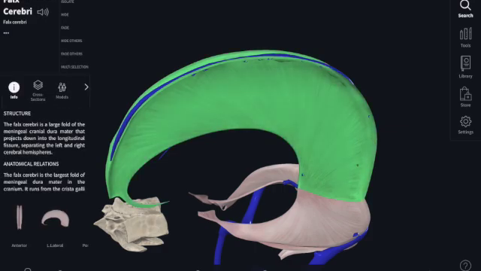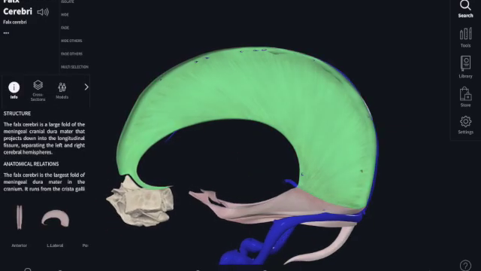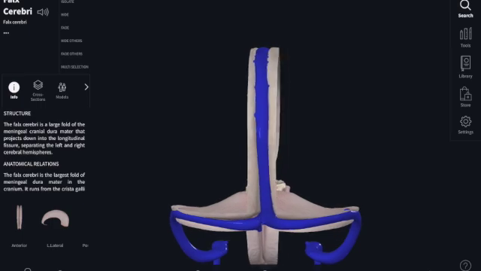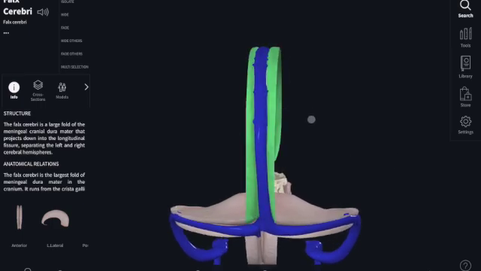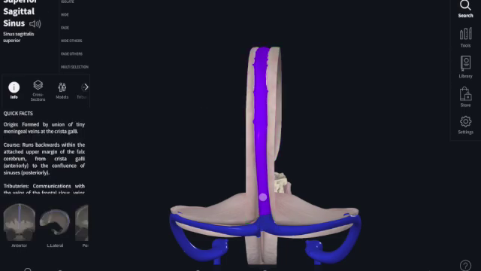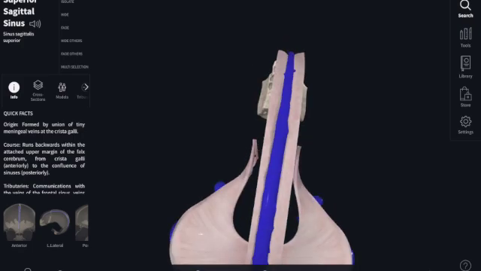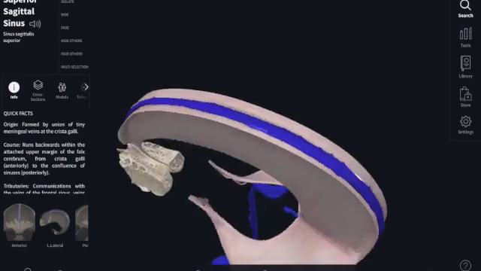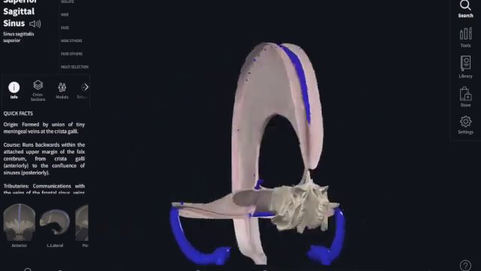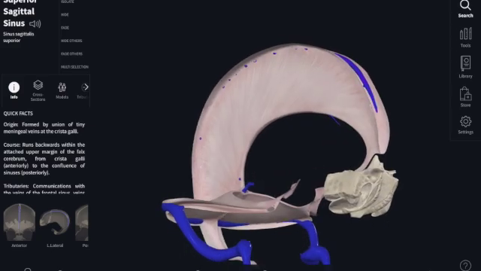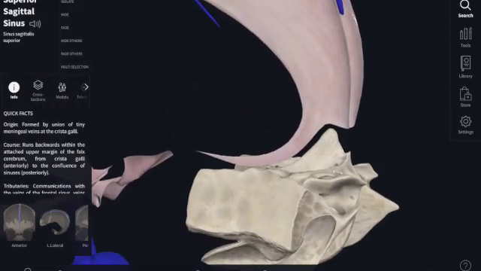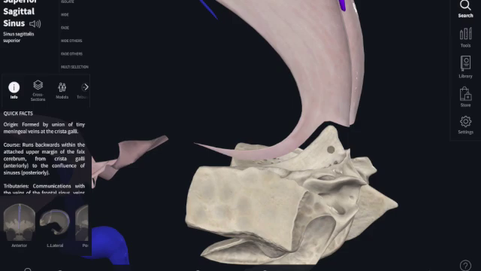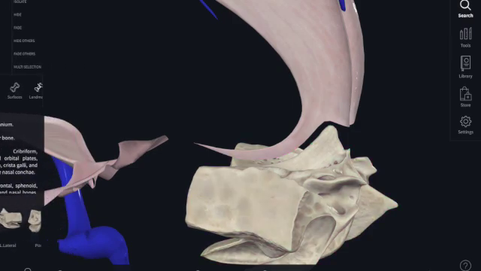Here's that falx cerebri. Again, it's going to sit between those two halves of the brain. So you're going to have that right hemisphere, this left hemisphere. You're going to have that superior sagittal sinus sitting on the top, running all the way over. And then that falx cerebri is going to come in and connect to that crista galli on that ethmoid bone.